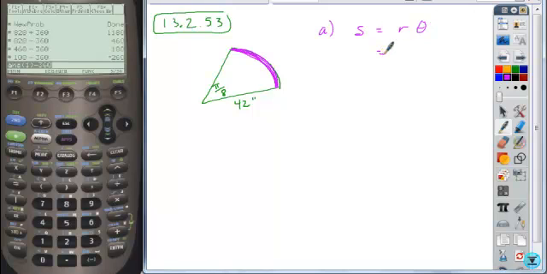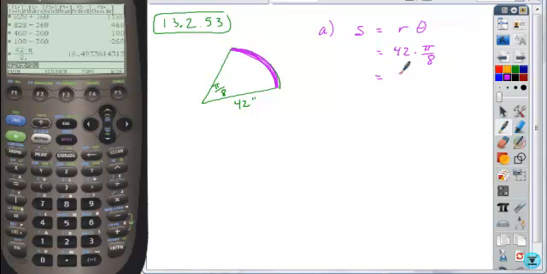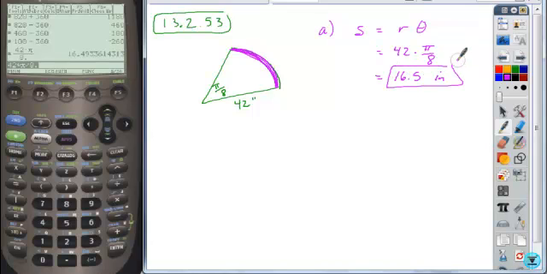So all we have to do for this first one is take 42 and multiply by pi over 8. When we do that, 42 times pi over 8. I'm going to put a decimal here so my answer is displayed as a decimal, and I get about 16.5. Okay, that'll be the length of that arc formed.